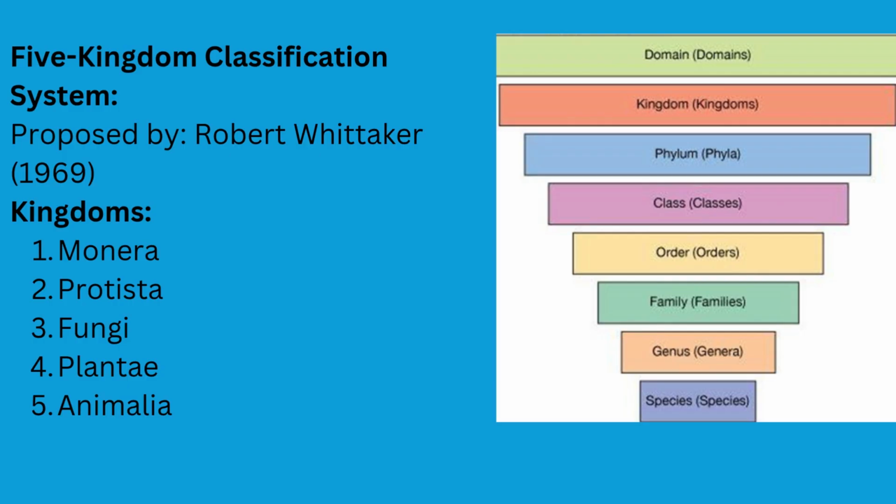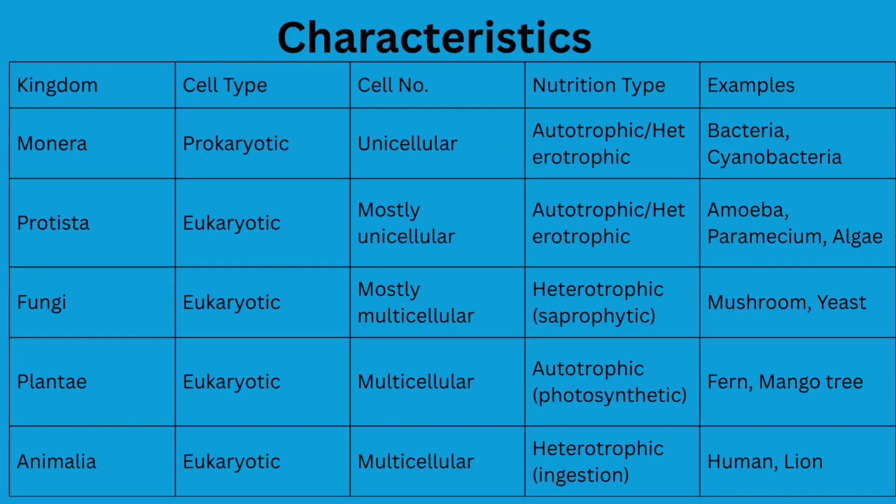All these problems were solved by the five-kingdom classification system, which was proposed by Robert Whittaker in 1969. The five-kingdom classification system includes kingdoms named Monera, Protista, Fungi, Plantae, and Animalia. In it, the organisms were classified on the basis of their cell type, cellular organization, and mode of nutrition. So let's see the characteristics of these kingdoms.